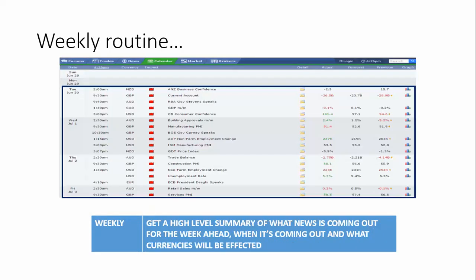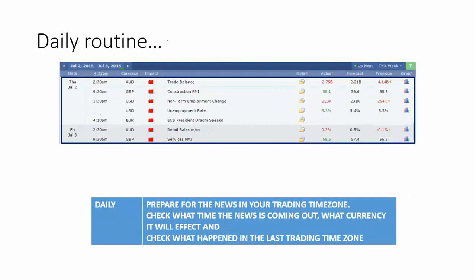Okay, so just looking at this from a more specific individual perspective, the weekly routine. So we'll look at our Forex Factory from a high level perspective and start to identify the high impact news events that we need to really be monitoring and trading. And from a daily perspective, we can zoom in and have a more specific view as to what's coming out for that day. Remember, we always check what happened in the last trading time zone.